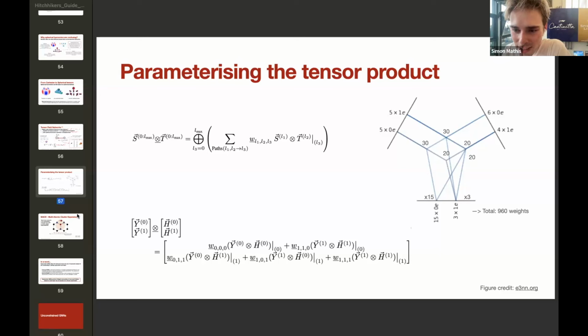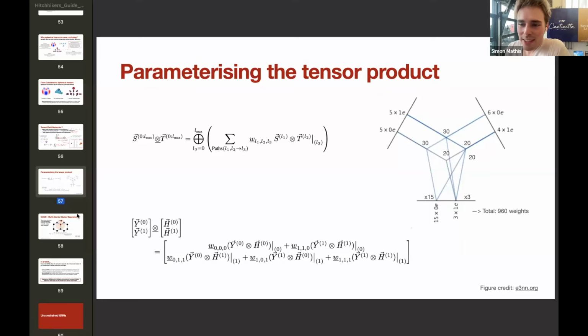On the right-hand side, you can see a figure which we took from the E3NN documentation, and you can see in this nice way that Mario found to visualize things. On the left-hand side, you see 5x0e, which means we've got 5 scalar features. And then you see 5x1e, which are 5 pseudo-vector features. And then on the other side, you can see 6x0e, which are 6 scalar features and, again, 4 pseudo-vector features.